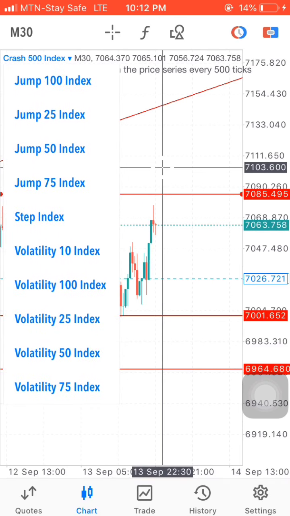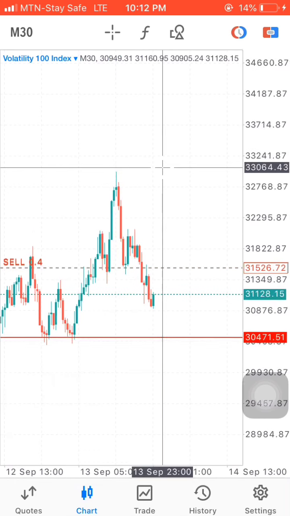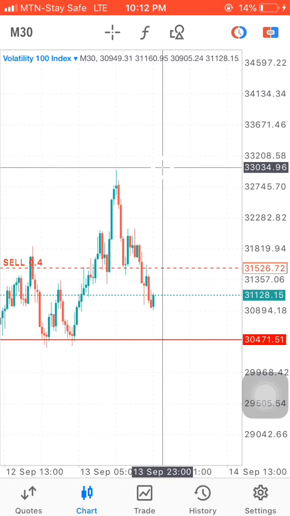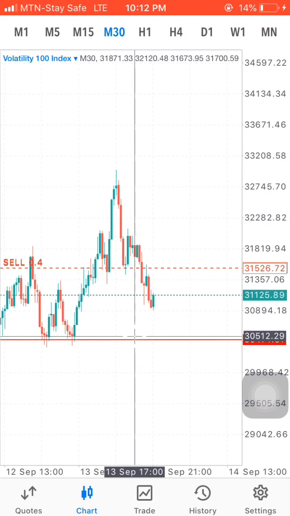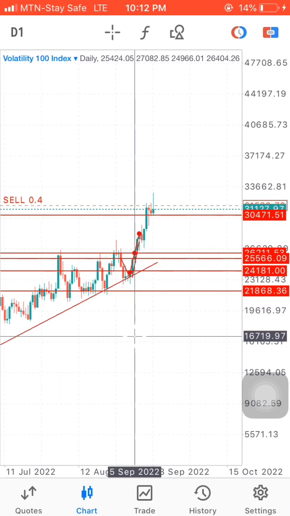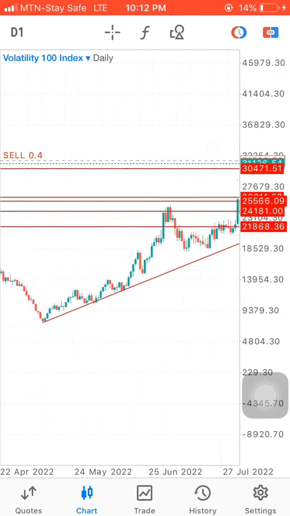Okay, here is the VIX 100. All right, as you can see here, this is my support here. Going to the daily time frame. Sorry that my chart is somehow nasty. Yes, you have to be doing a lot of things.